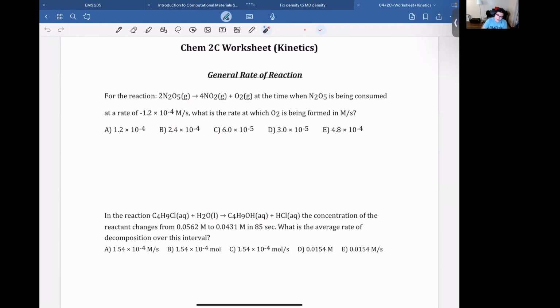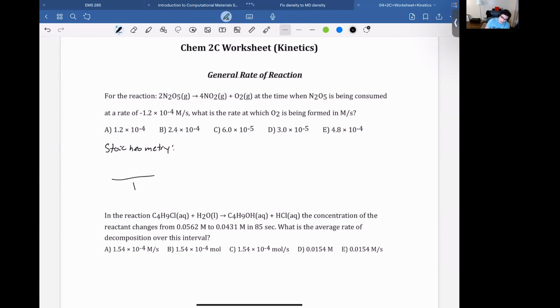right? Because whatever rate N2O5 is being consumed at is going to be double the rate that O2 is being formed at, or O2 is being formed at half the rate that N2O5 is being consumed. Why? Because it takes 2 molecules of N2O5 to make 1 molecule of O2. So all you have to do here is some stoichiometry, is really what we're doing here.